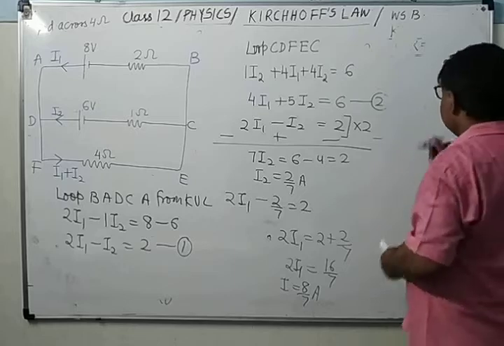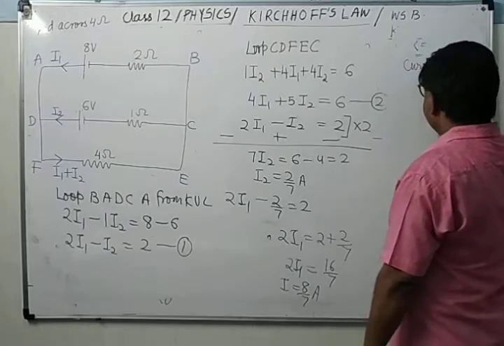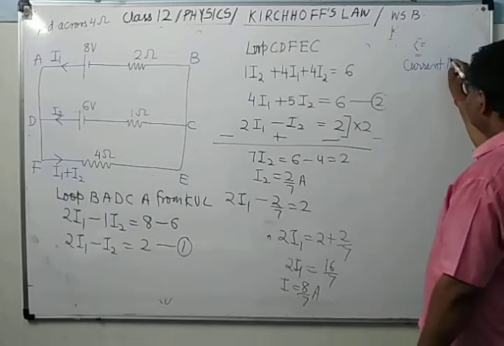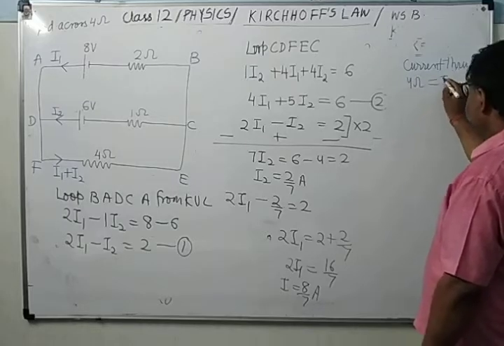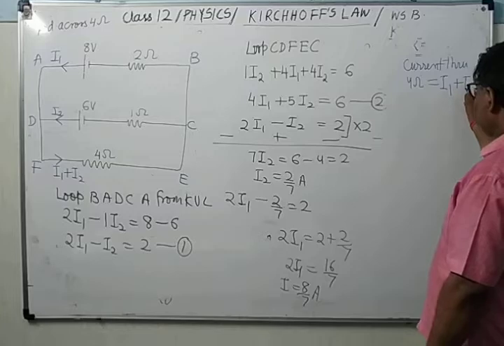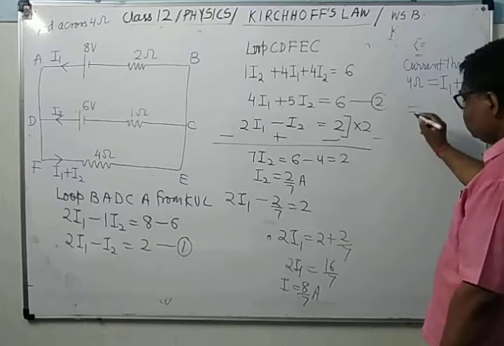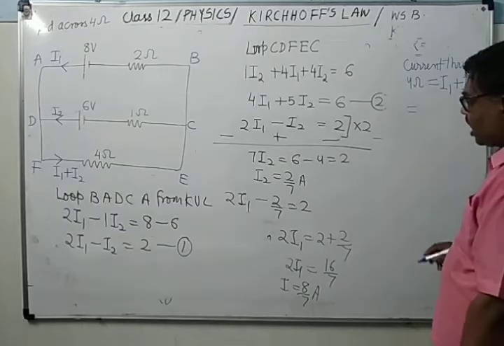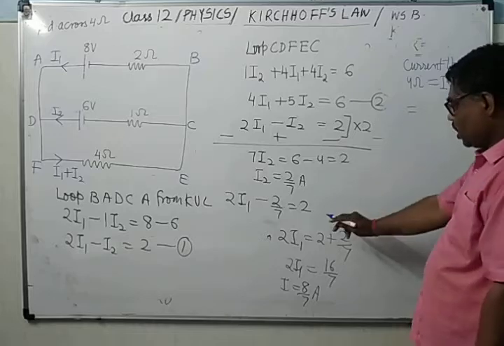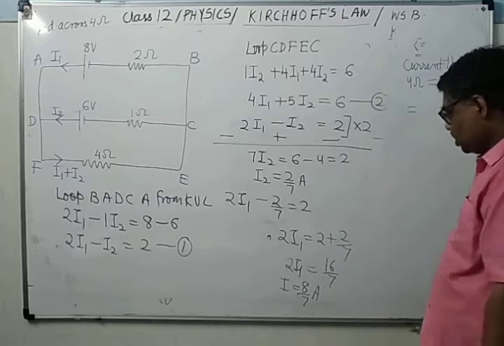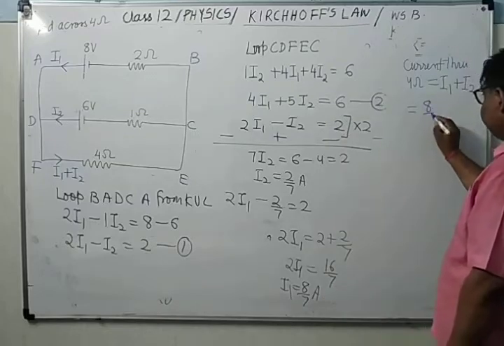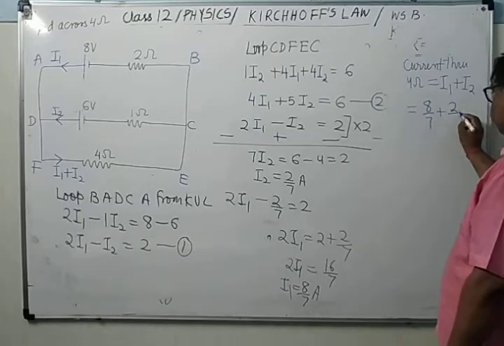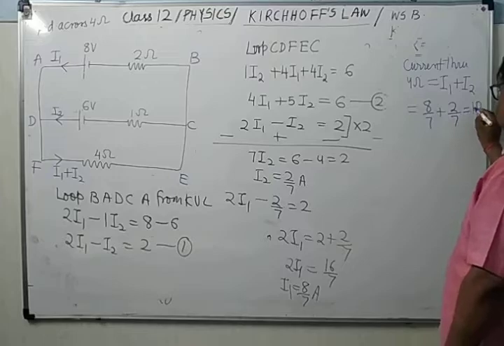So current through 4 ohm, this is I1 plus I2. I1 plus I2 equals how much? You calculated. I1 is how much? You have calculated this I1 here somewhere. This is I1. It's clear. 8 upon 7. I2 is 2 upon 7. That is 10 upon 7.